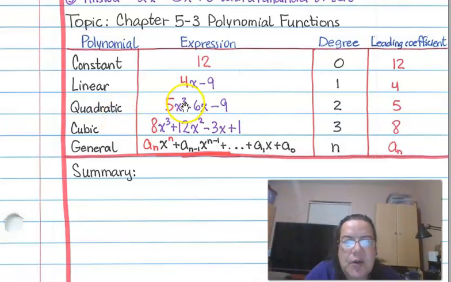Remember, quadratic functions are squared, right? X squared, cuadrado. So the leading coefficient is your 5. And what's the highest degree? This is degree 1, this is x to the 0 power, so 0. So the highest degree is 2.